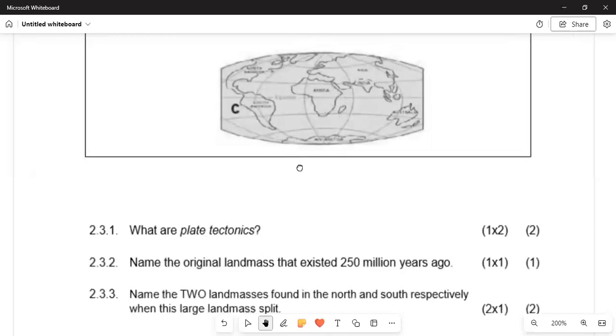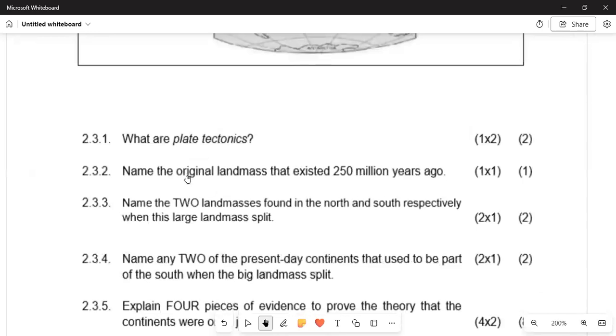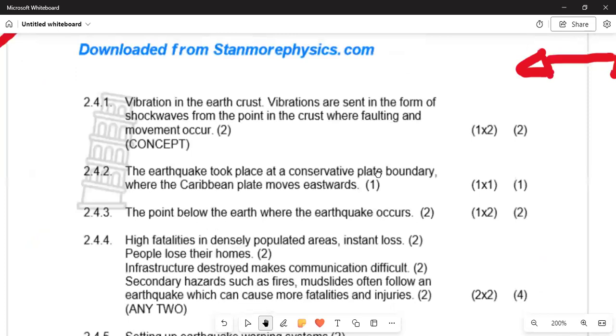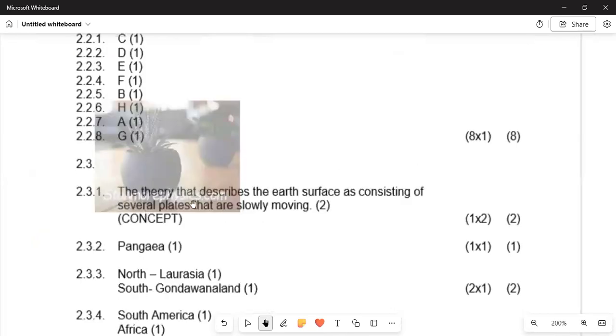And then we've got typically some few questions. Question 2.3.1 says, what are the plate tectonics? And then in 2.3.2, name the original landmass that existed long ago. So we want to know very well what the tectonic plates are. We must understand that concept very well now. Tectonic plates, this is the theory that describes the Earth's surface as consisting of several plates that are slowly moving away due to the magma. And then in 2.3.2, the answer there is the Pangaea. That is the one allocated in the sketches that we have seen.